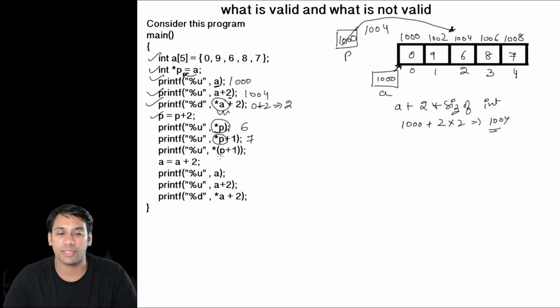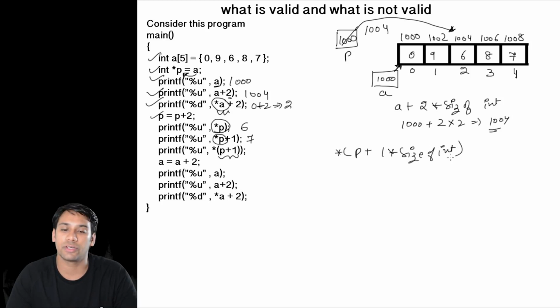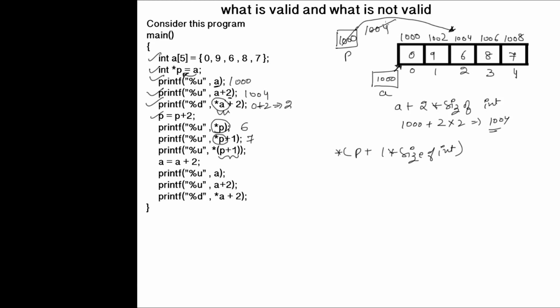But in the next statement, the star is associated with the expression P plus 1. That means this statement is star of P plus 1 into size of integer, which is equal to P plus 2. So we'll go to the location 1004 plus 2, which is 1006. Sorry, this will not change the value. So we'll just go to the location 1006 and print the value. Therefore it is now going to print 8. Till now all these statements are valid. The value stored at P is only 1004. I'll just correct it, it is 1004 only, because we did not change the value of P here.